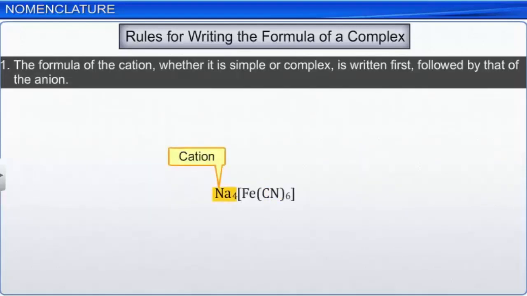Look at this example given in this module. Sodium hexacyanide. Here sodium is the cation. It is a simple cation. Then hexacyanide is enclosed in the bracket, so it is a complex anion. So while writing the formula of this complex, write the cationic part first, that is Na, sodium, followed by the anionic part, that is hexacyanide.